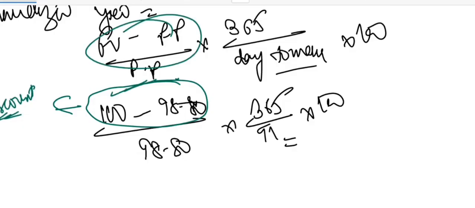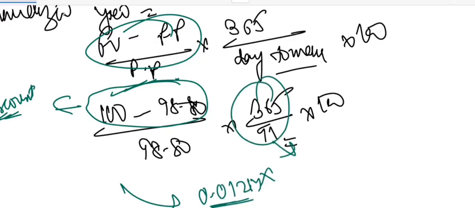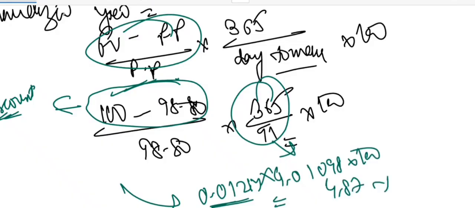If you compute it using a calculator, it will give you 0.01214, right? And if you compute it further, this will give you 4.01098 multiplied by 100. Finally, this will give you 4.87%, right? If you round it off, it will be 4.87%.